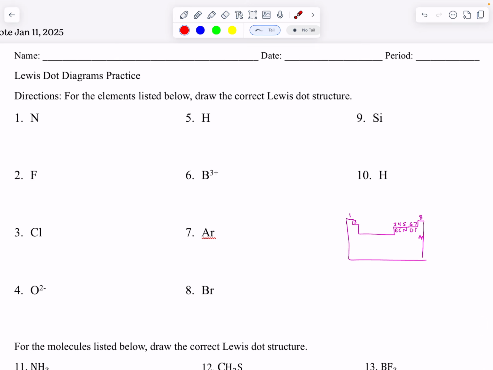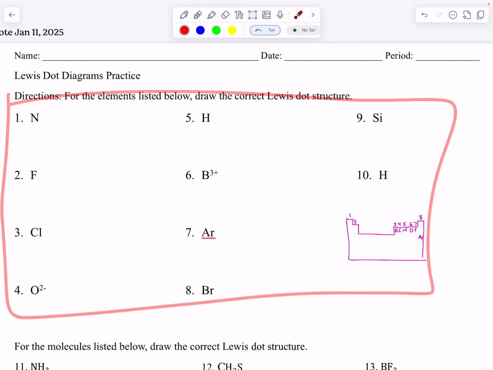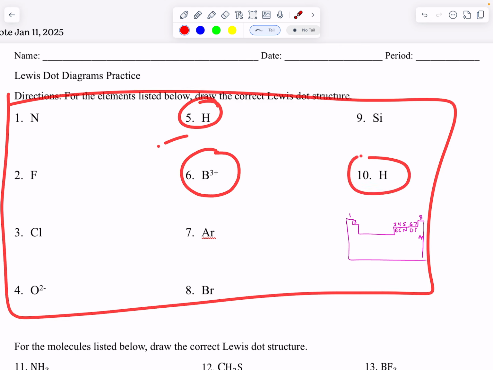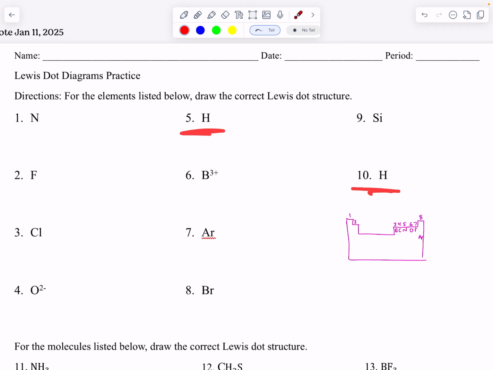Everyone should know how to do this already. You want to draw the Lewis dot structures for each element that you see here. My problems are different than yours, so remember there's an error here for mine, so I changed this element. I added charges to some of them. So your elements are different, but it's the same thing, right? You're just drawing the Lewis dot structure for each element.